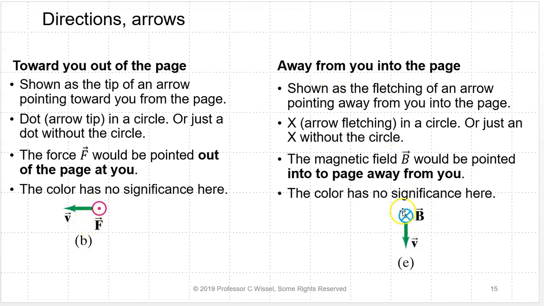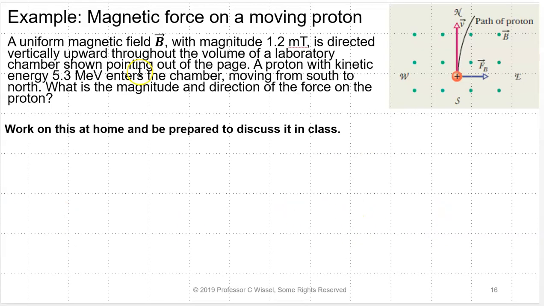When you have something away from you into the page, it is shown as a fletching of an arrow pointing away from you into the page. The X, which is the arrow fletching, that's the feathers on the back end of the arrow, is either in a circle or it's just an X without a circle. The magnetic field here would be pointing into the page away from you. The color is insignificant.